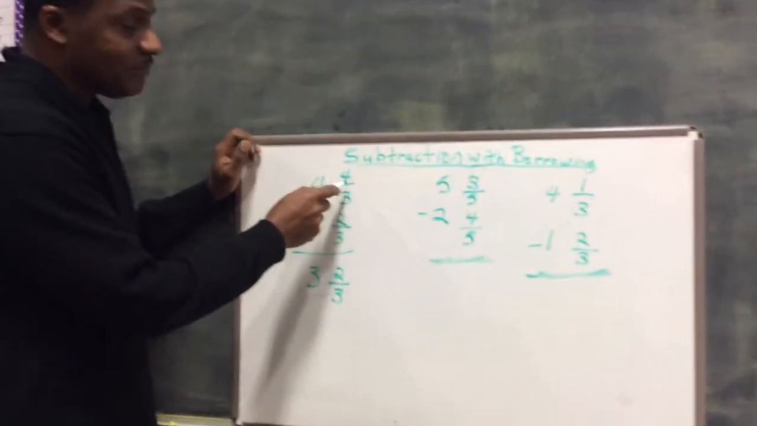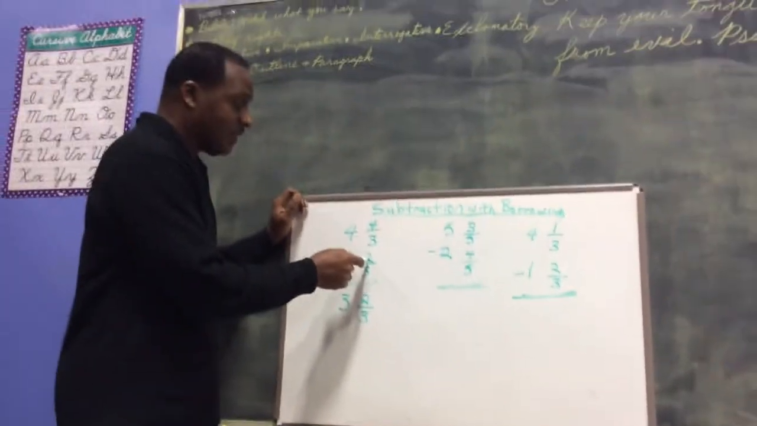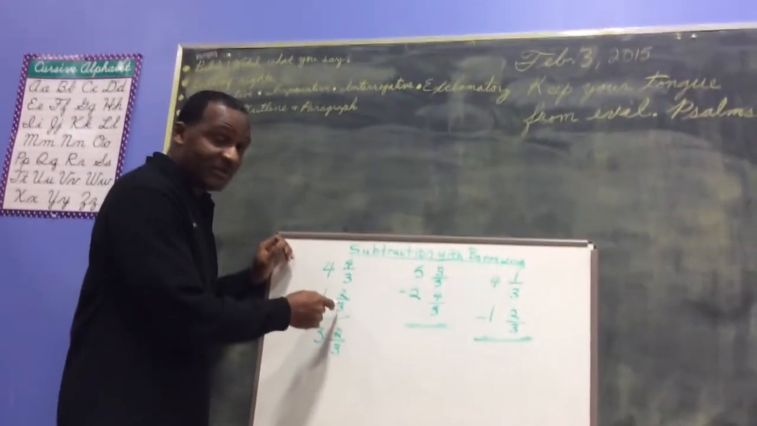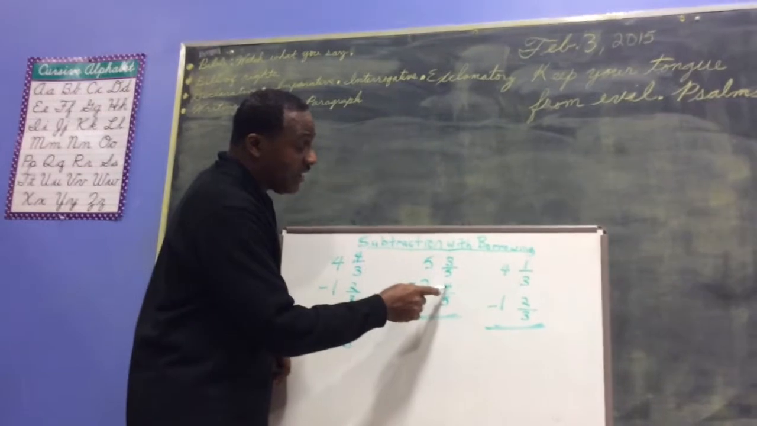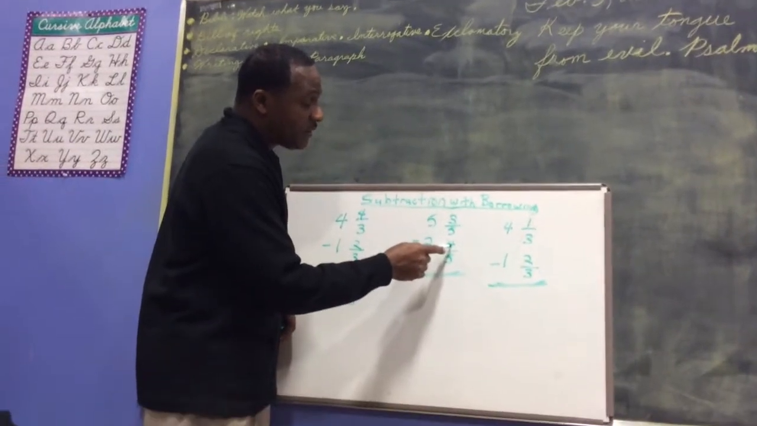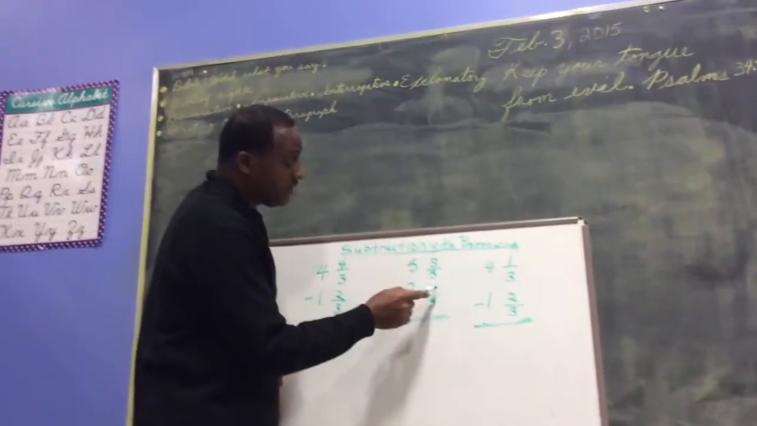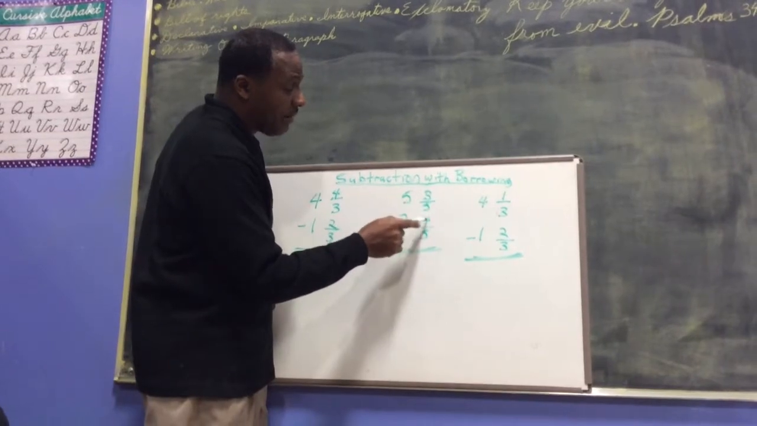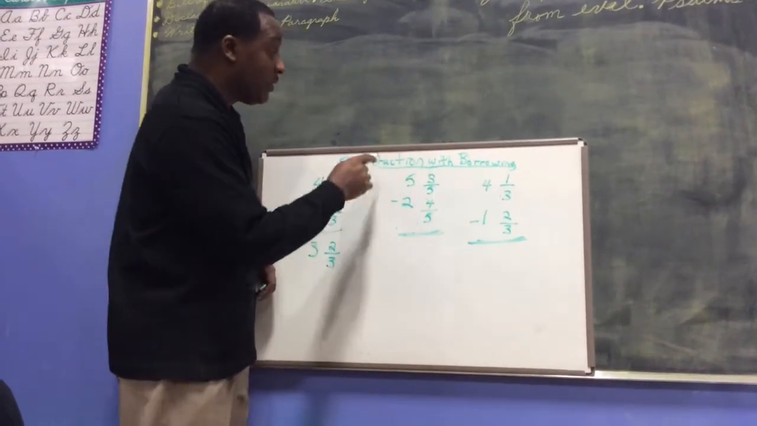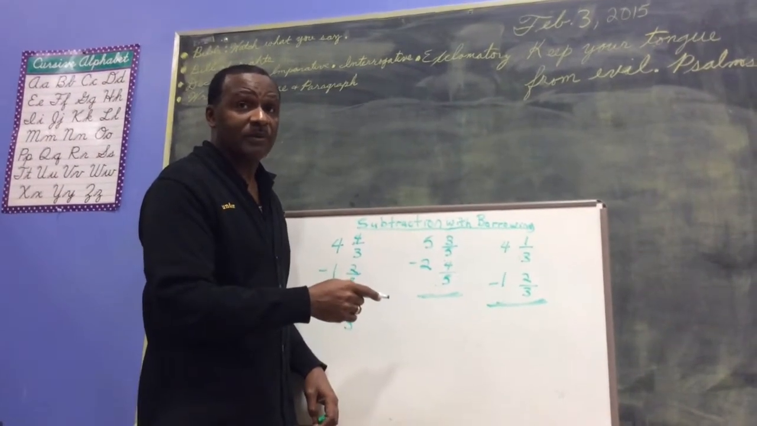Anytime the top number is greater than the number we're subtracting, then it's easy to subtract these numbers. The problem comes, however, when you run into a number that is larger than the number that we're going to subtract from. So this number here is greater. 4 is greater than 3, so we're going to have a problem taking 4 from 3. In this case, we're going to have to borrow.